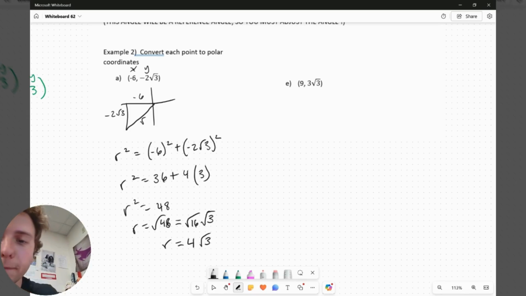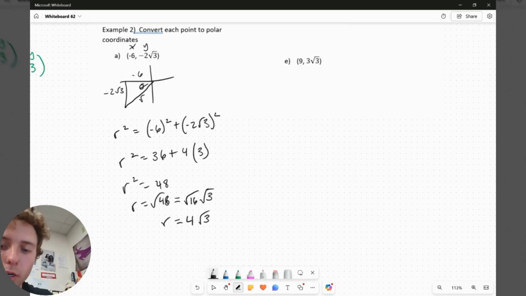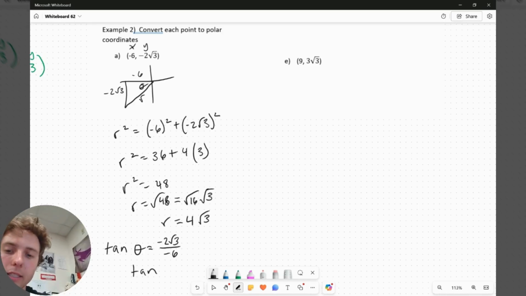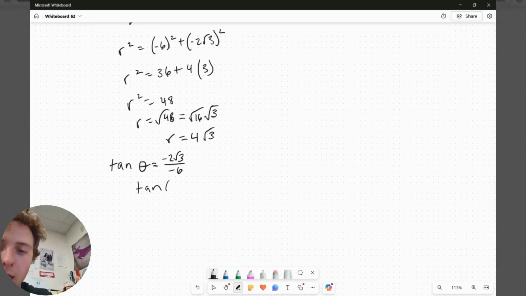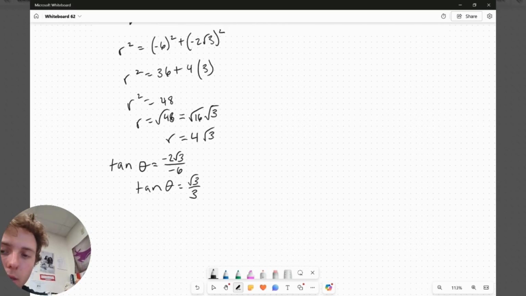In order to find our angle theta, though, you need to be careful. In order to find theta, what trig function can we utilize? Well, we had the opposite side. We had the adjacent side. That tells me I could utilize tangent, which is the y value over the x value. If I reduce that fraction, then tangent theta is now equal to root 3 over 3.